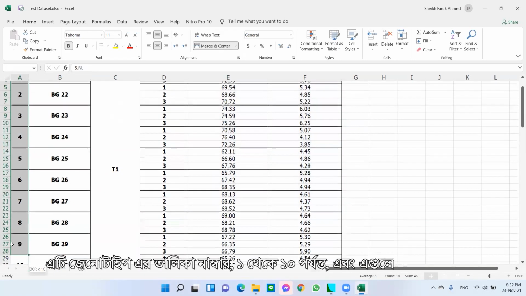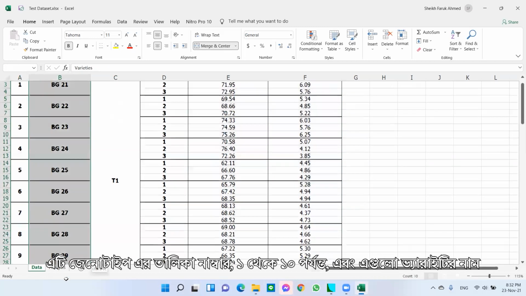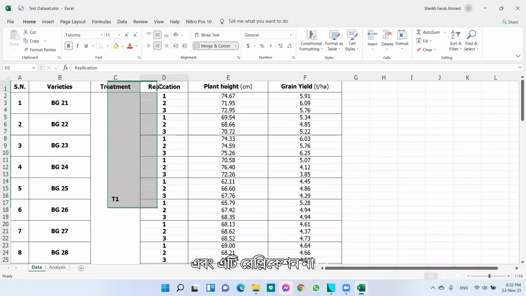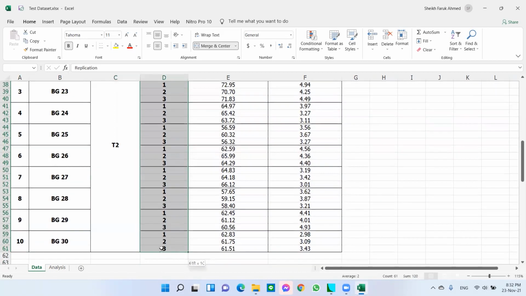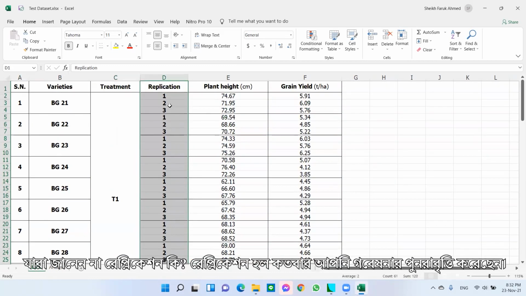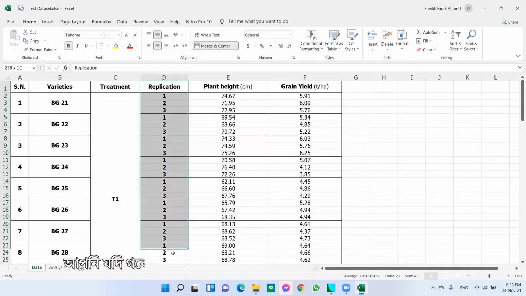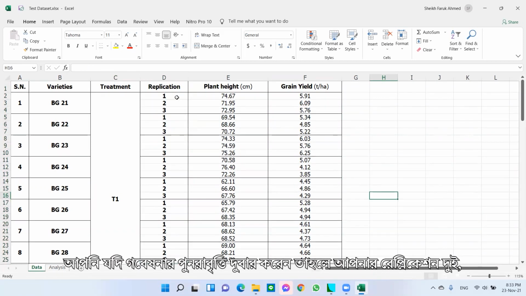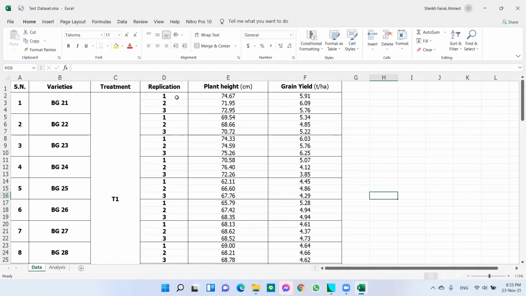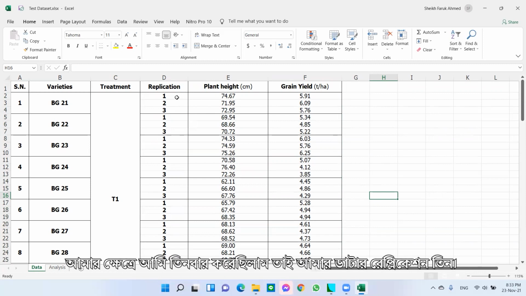This is the serial number of the genotypes from 1 to 10, this is the name of the varieties, and this is the number of replications. For those who do not know, replication is the number of repetitions of your experiment. So, if you repeat your experiment twice, then you have 2 replications. If you repeat your experiment 4 times, then you have 4 replications. In my case, I have repeated my experiment 3 times, so I have 3 replications.